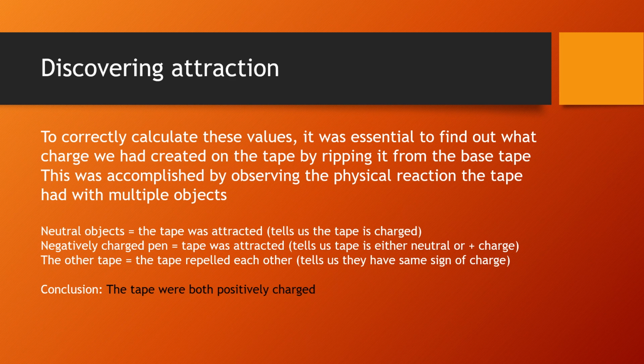To begin, it was important to determine the charges on both of the tapes after ripping them off the base tape. This was done by comparing the tapes to multiple objects. When compared to neutral objects, the tapes were attracted, which tells us that the tapes had some sort of charge or another. When compared to a negatively charged pen, the tape was also attracted, which tells us the tape is either neutral or positively charged. And then, when compared to each other, both tapes repelled each other, telling us that they have the same sign of charge. We were able to conclude with all our newfound information that both of the tapes were positively charged in this situation.